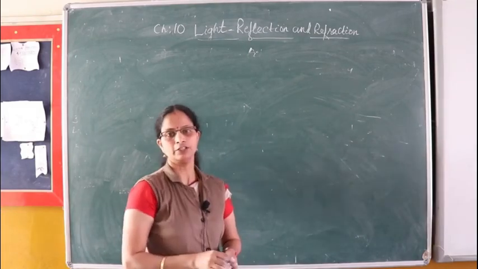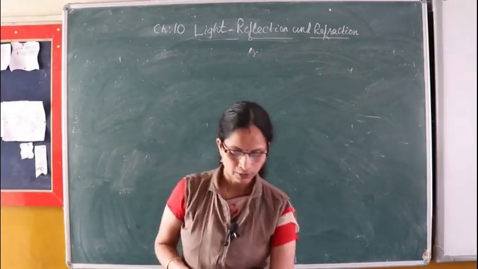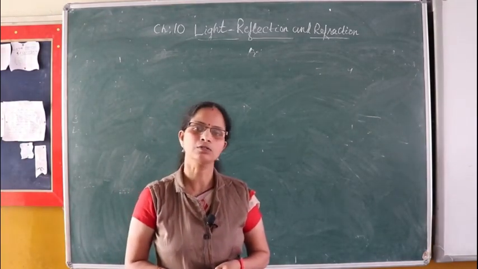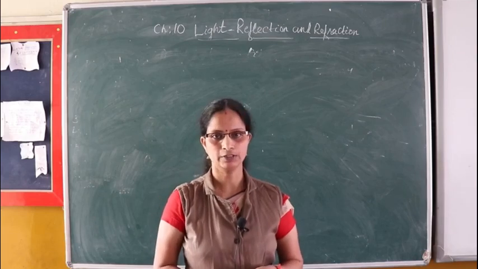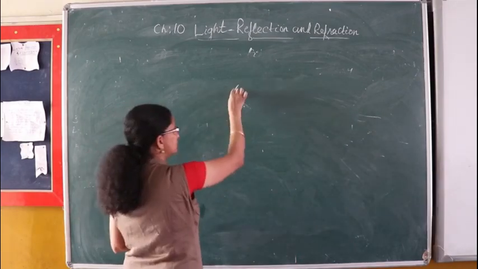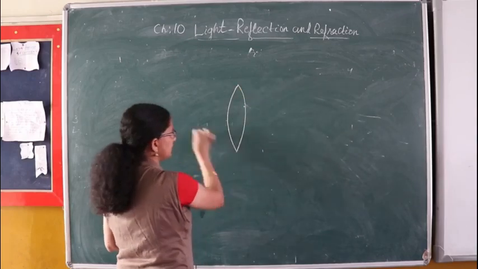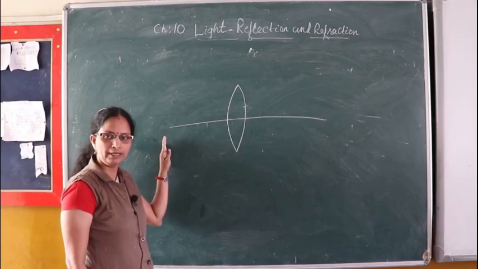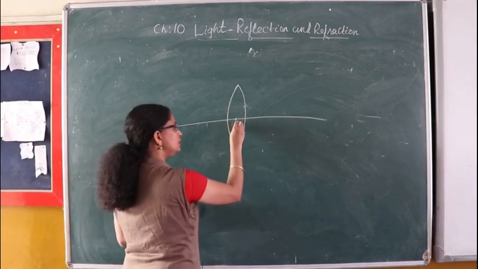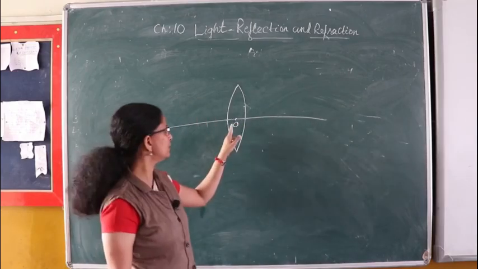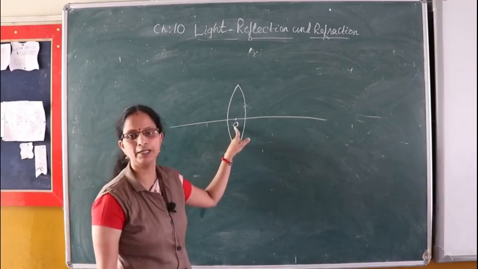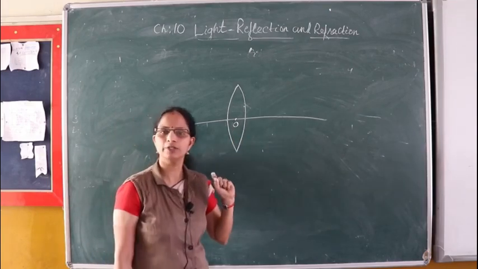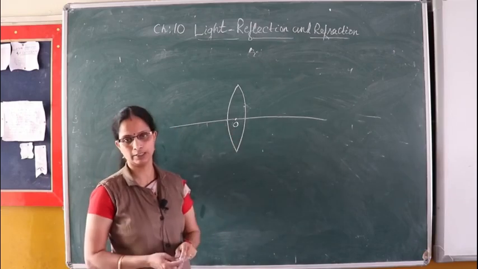Now, sign convention. As we told in case of mirror, the image formed by these lenses also has to follow the sign conventions. The sign conventions, as we discussed earlier, are the same. That is, the object is always kept on the left side of the lens, and all the distances are measured from the origin. The origin here is the optical center, and all the distances are measured from the optical center.